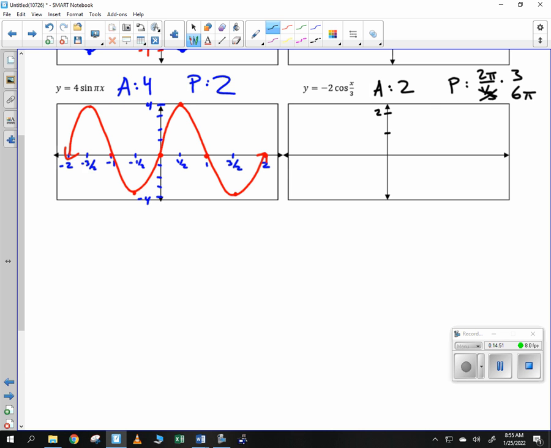So I'm going to mark off 2 and -2. What's the answer? It's 6 pi. I mark off 6 pi. What's half of 6 pi? 3 pi.